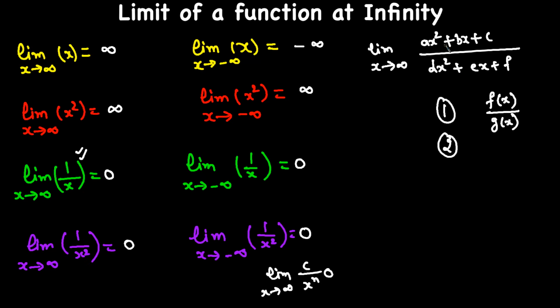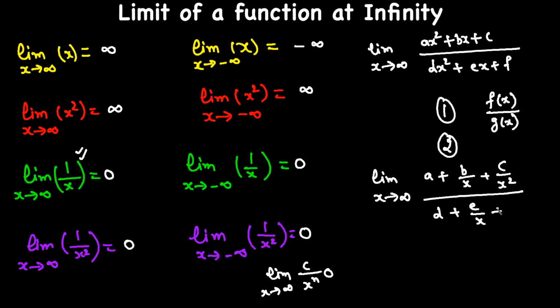So we need to divide the numerator and denominator by x squared in this example. So in this case, we get the limit as x approaches infinity. When we divide this by x squared, we get a plus b over x plus c over x squared. And the same thing in the denominator, we get d plus e over x plus f over x squared.